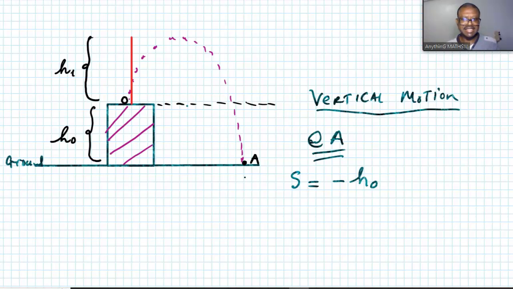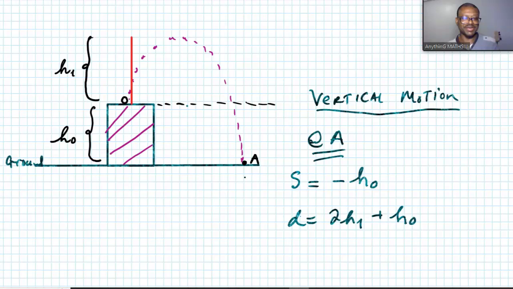Now, what is the distance traveled? The total distance traveled is going to be 2h1 plus h0, because it goes up h1, comes down h1, then travels further h0. So it's 2h1 plus h0. You can see the difference between these two quantities. The displacement is quite different from the distance traveled, and this has to do with vertical motion.